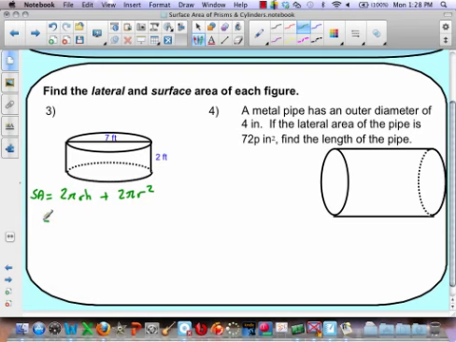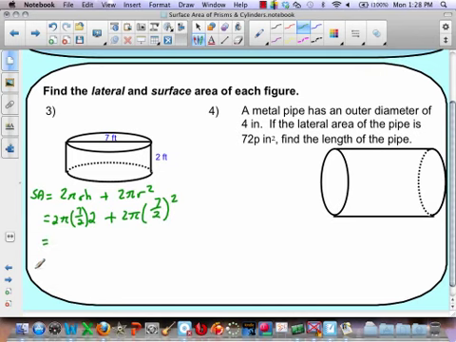Okay, what's my radius? Leave it in fractional form. 3.5. Improper fraction, 7/2. So you get 2 pi times 7/2. And then what's the height? 2. Plus 2 pi times 7/2 squared.